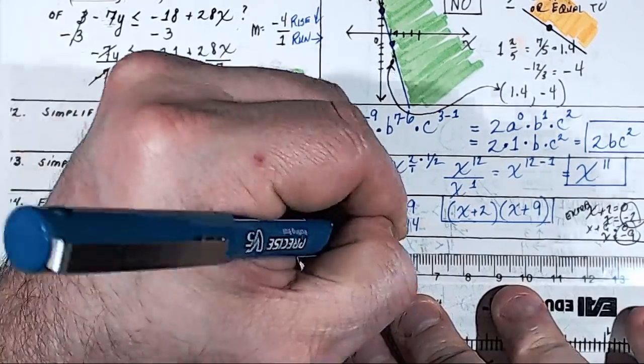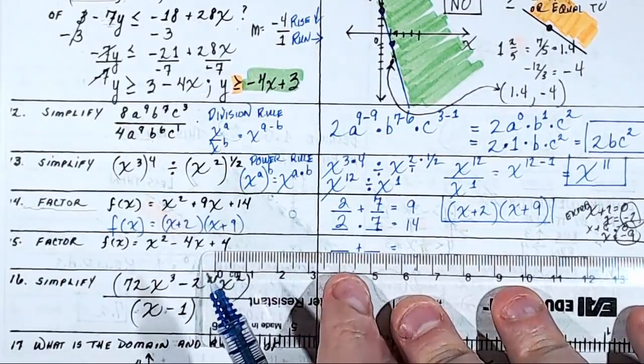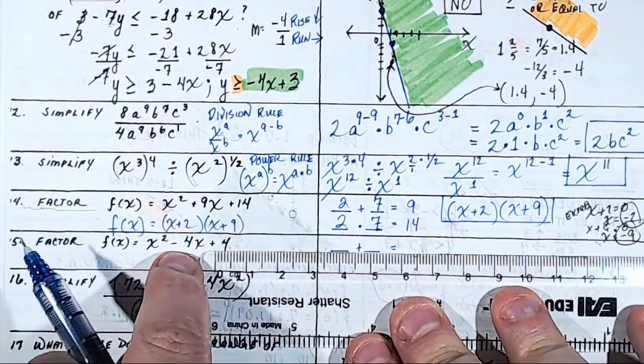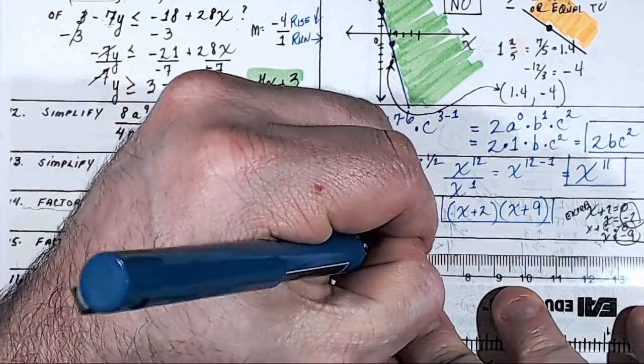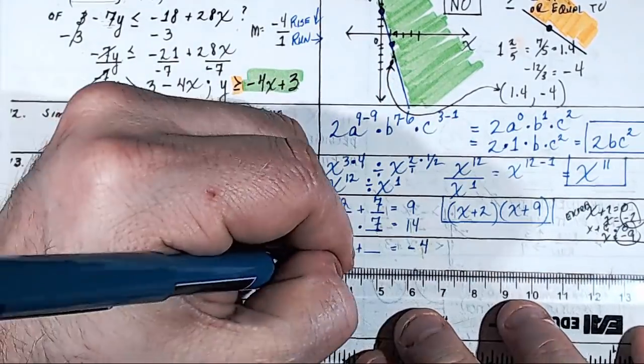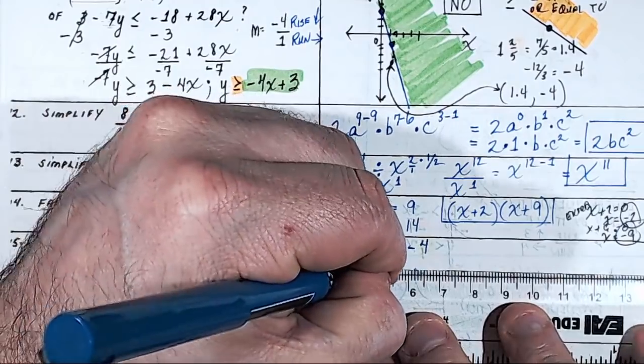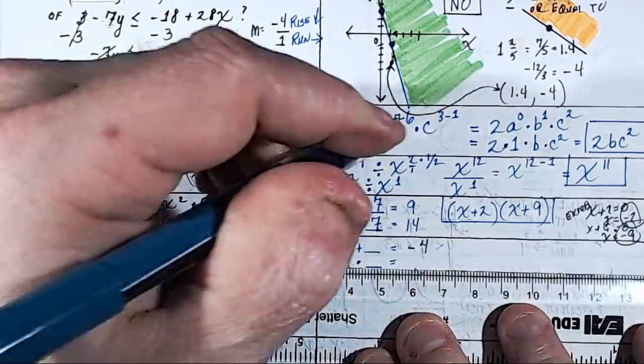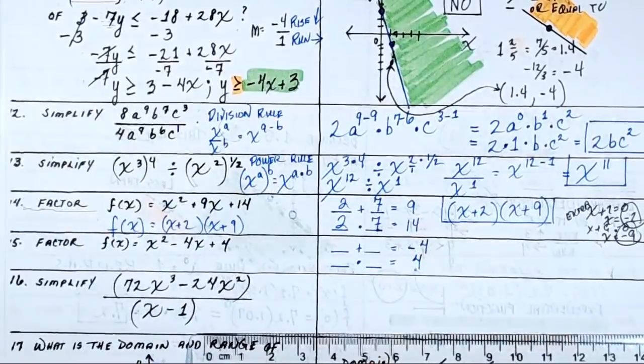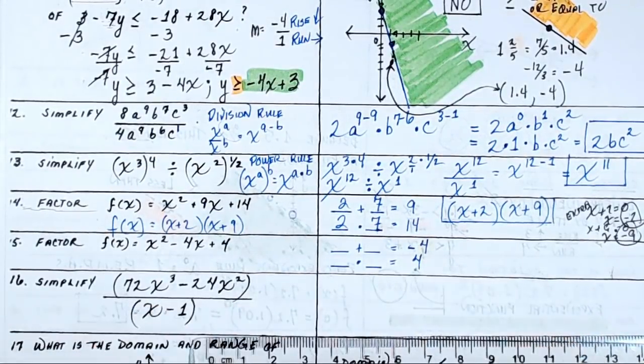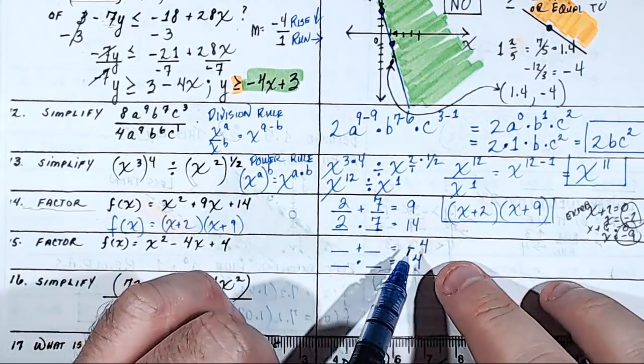Okay, it's really like a game. It's like Sudoku. They have to add to equal the middle term, which in this case is negative 4. And these terms have to multiply to equal the last term, which is positive 4. So we just have to play our little head game now. What two numbers multiply to be positive 4, but add to be negative 4?